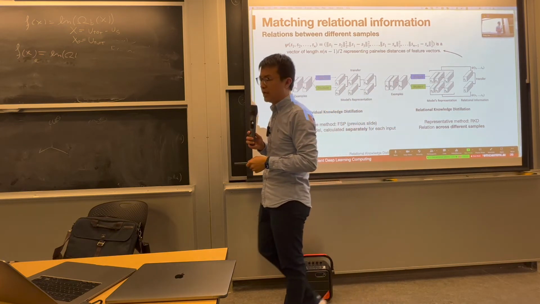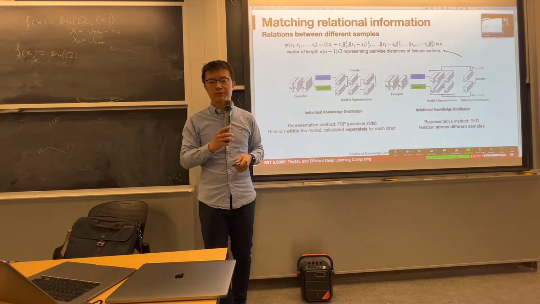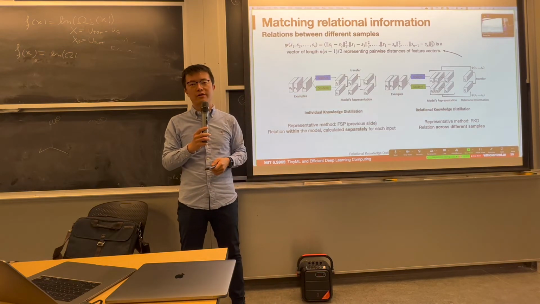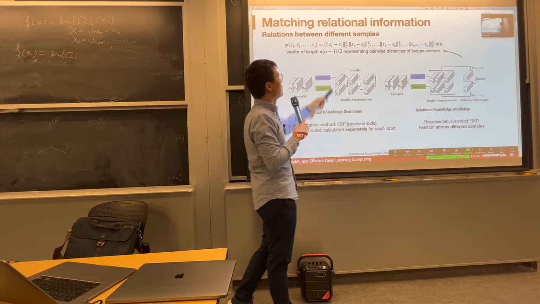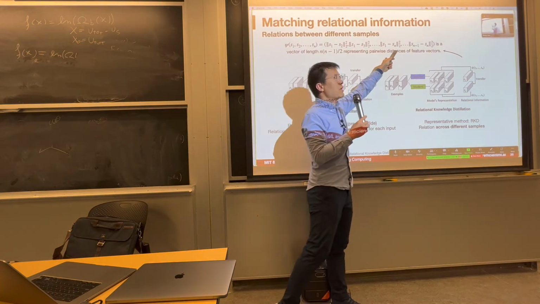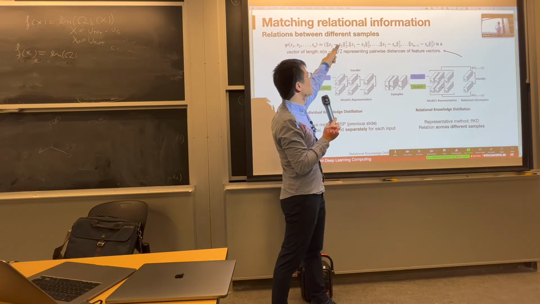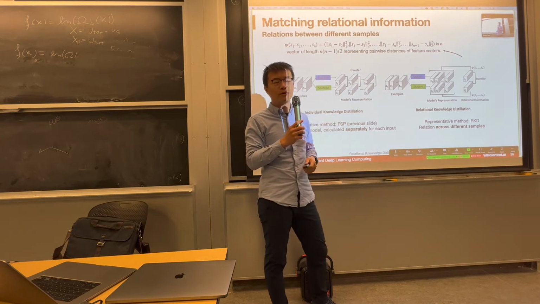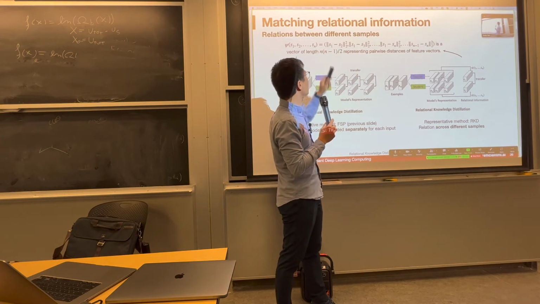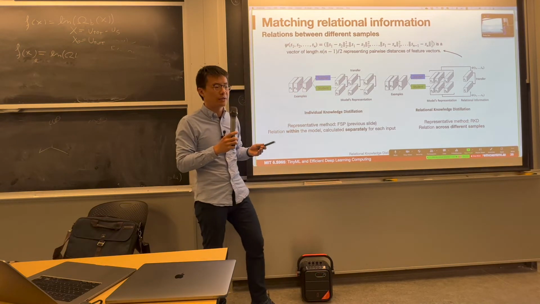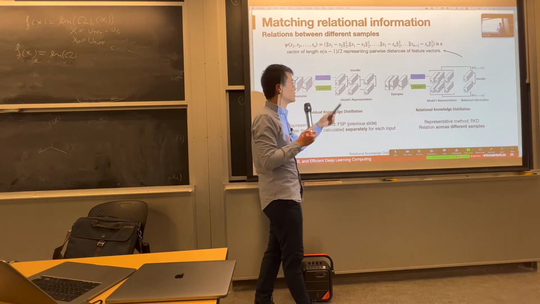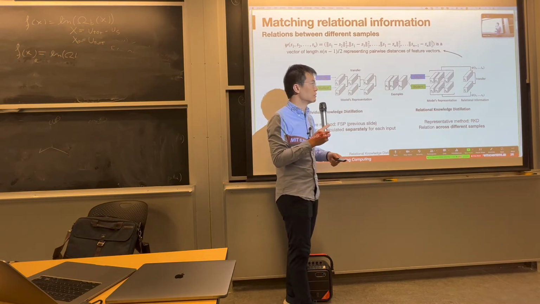How many relations are there? How many pairs are there? n times n minus 1 divided by 2, right? So we have this number of pairs, and we calculate the distance of each of them. And we use this L2 distance to denote the relationship between the outputs of the n images.